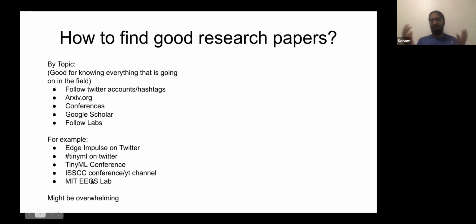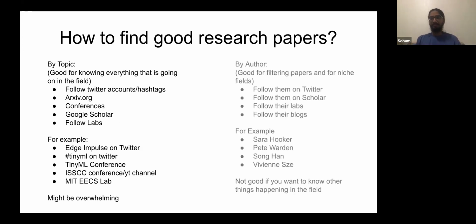The only disadvantage of finding papers by topic is that it can be really overwhelming. If you just search for papers on edge computing on, let's say, Scholar or arXiv, you'll get hundreds of results, right? And it can be really overwhelming. So it's always good to follow certain people on Twitter or certain hashtags, or just follow some conferences, because the searches will be more narrow. And those are going to be top tier papers, right?